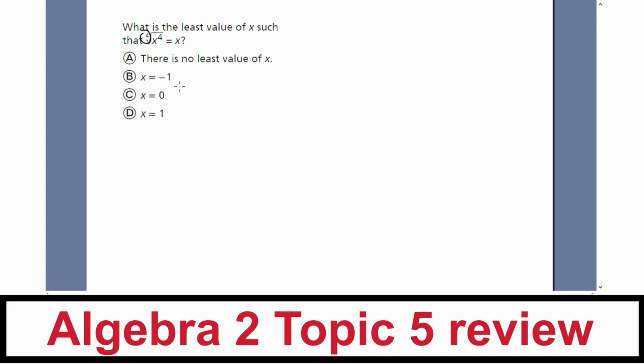Well, since this is 4 and 4 is even, we can't put a negative number underneath that radical, which means that there has to be a least value. And then we just have to decide, is it now x equals 0 or x equals 1? Well, since 0 is less than 1, if this works, then we are good to go with that as our answer. Well, 0 to the fourth is 0, and the fourth root of 0 is 0. So this is our answer.